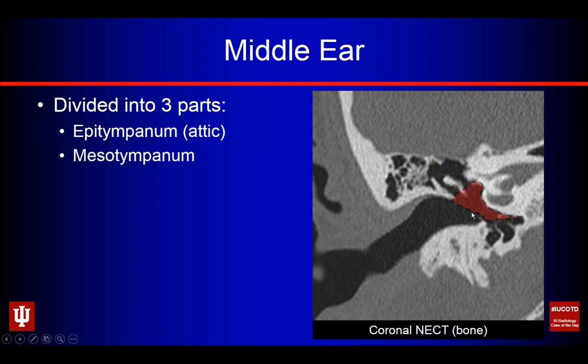Below that sits the mesotympanum, and you find your tympanic annulus and draw a line straight over. Anything that's between that and then the line defined by the scutum and the facial nerve canal, that's going to be your mesotympanum, defined here in red. And then anything that sits below that is our hypotympanum.